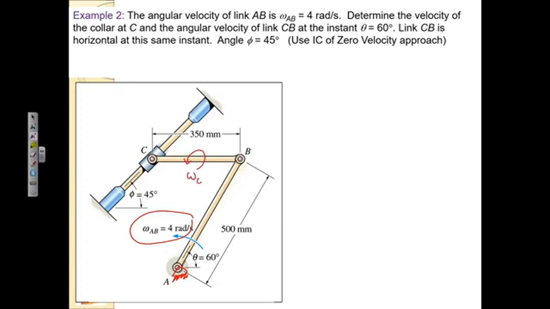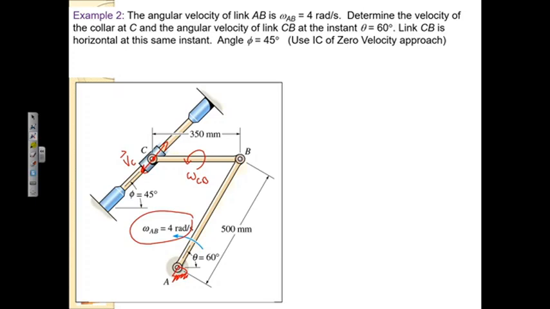So we want to find omega CB or BC, and we want to figure out what's happening here with my velocity of C. Use the instantaneous center approach. Okay. So first off, you don't need to use the instantaneous center approach if you don't want to. And maybe we'll just quickly talk through that so you can see where it would go.